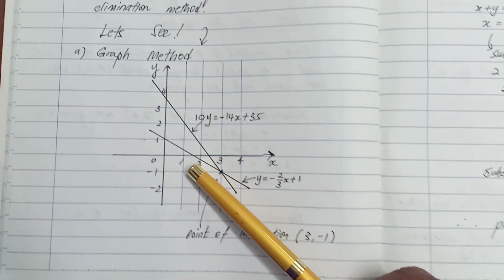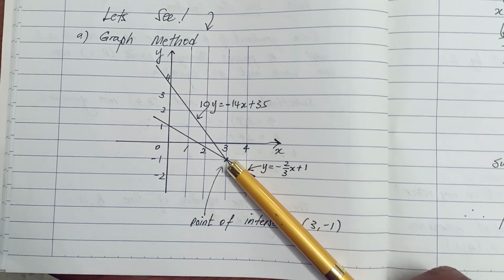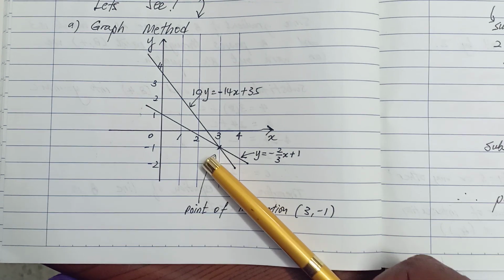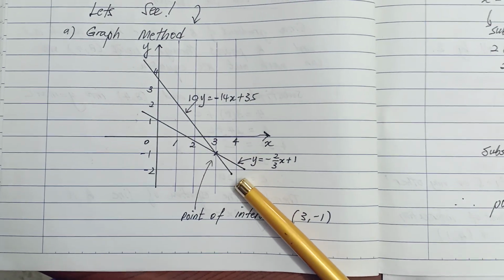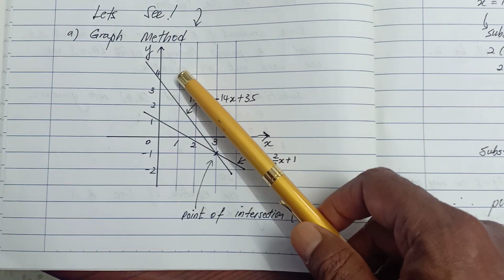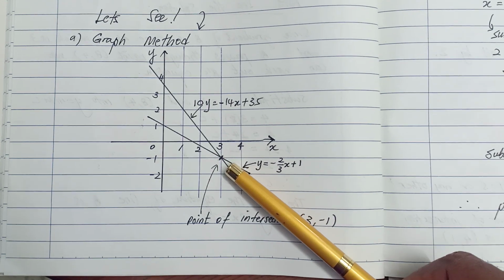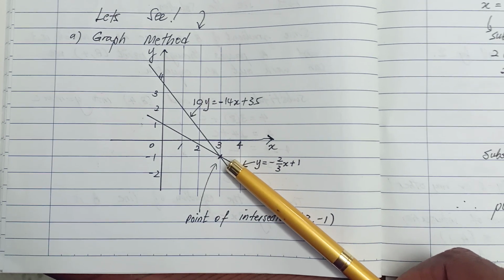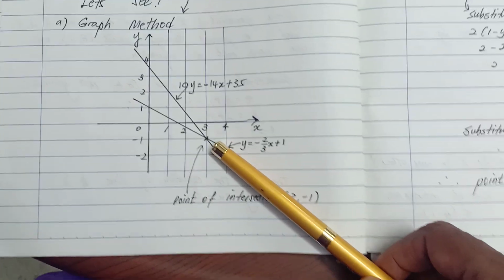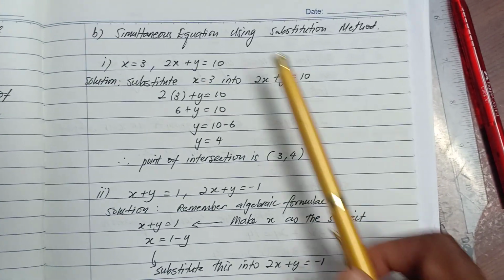So the graph method is, if you are able to draw the graph out, or if the table of values is given for both graphs, then you can draw out the graph and see where they intersect. It's a little bit of work because you need to draw the graph, but you can see the point of intersection very clearly.